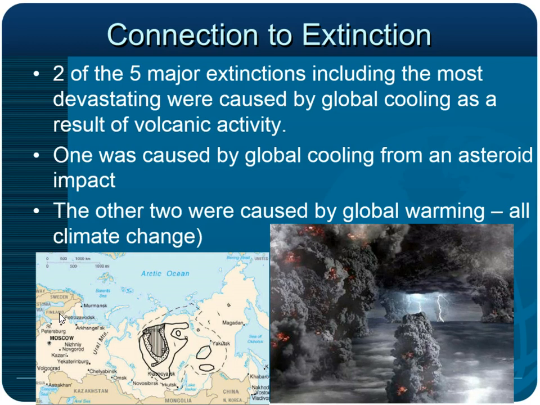And there have been 5 major extinctions. One of the things that we're going to be talking about is, are we actually in a 6th? But that's not part of this conversation. But out of the actual 5 major extinctions, 2 of those were caused by global cooling. The other 2 were caused by global warming, right? And then one of them was caused by global cooling, but it was caused from an external event, which was an asteroid impact.